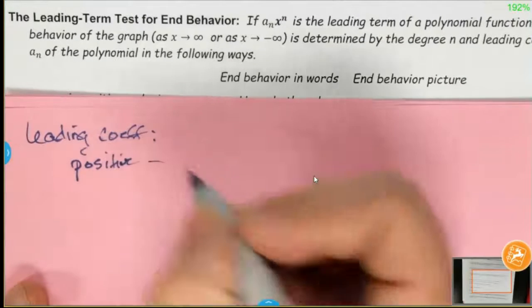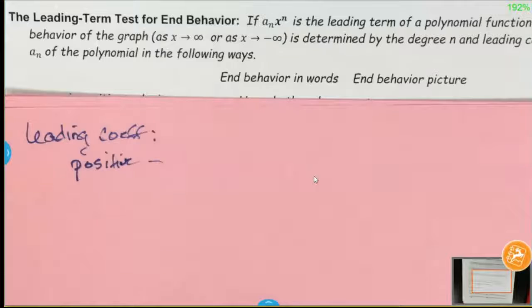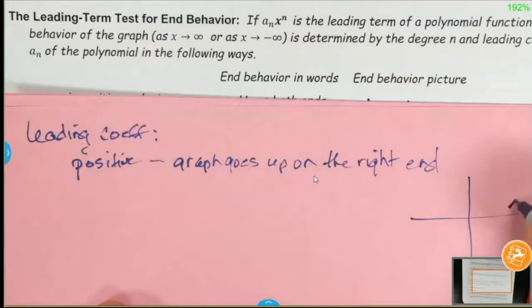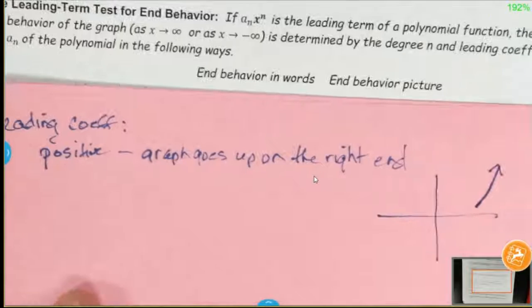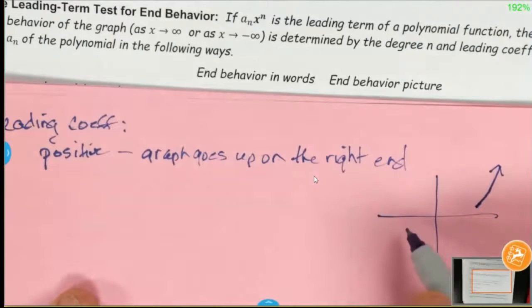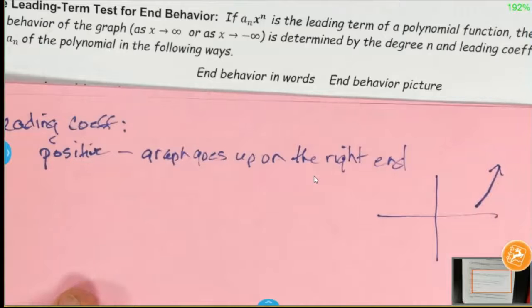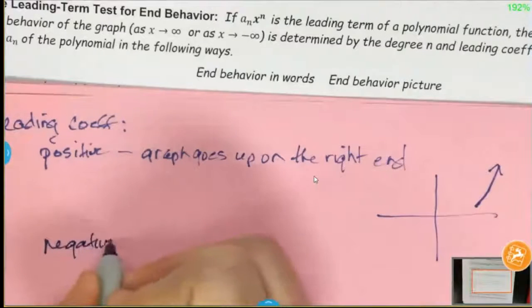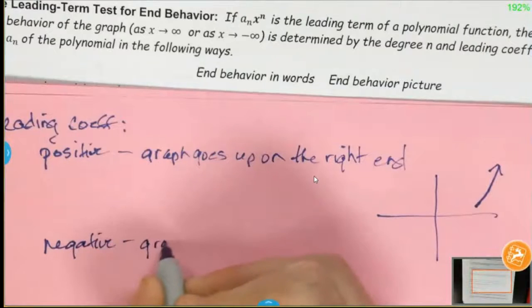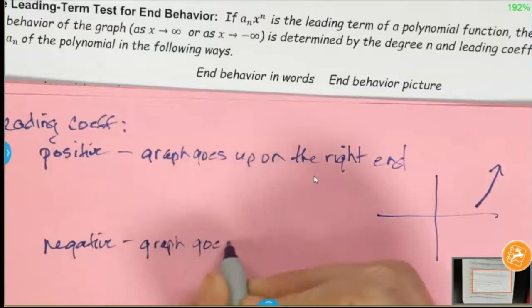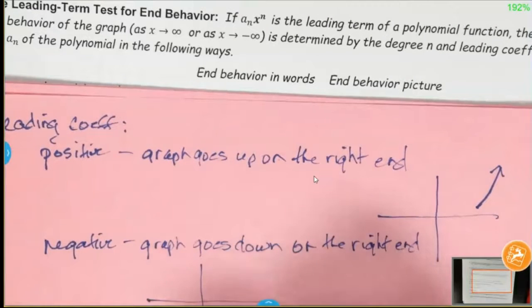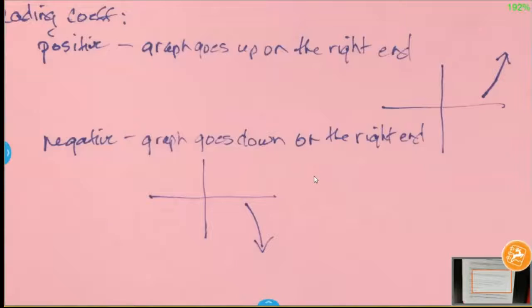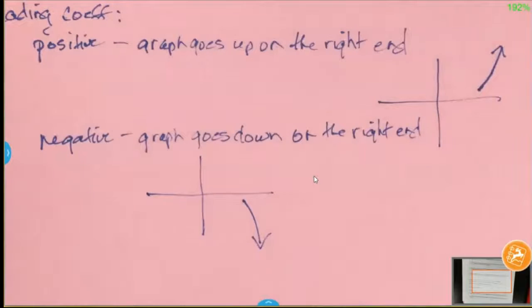then that's going to tell us that our graph is going to go up as we go towards the right end. That would mean that as we go towards the right end out here, our graph is going to go up like that. It doesn't tell us about what's happening anywhere else on the graph, just as we go towards that end. If our leading coefficient is a negative number, then our graph is going to go down on the right. So in that case, it would be doing something like this. The leading coefficient just tells us what's happening on the right end of the graph.